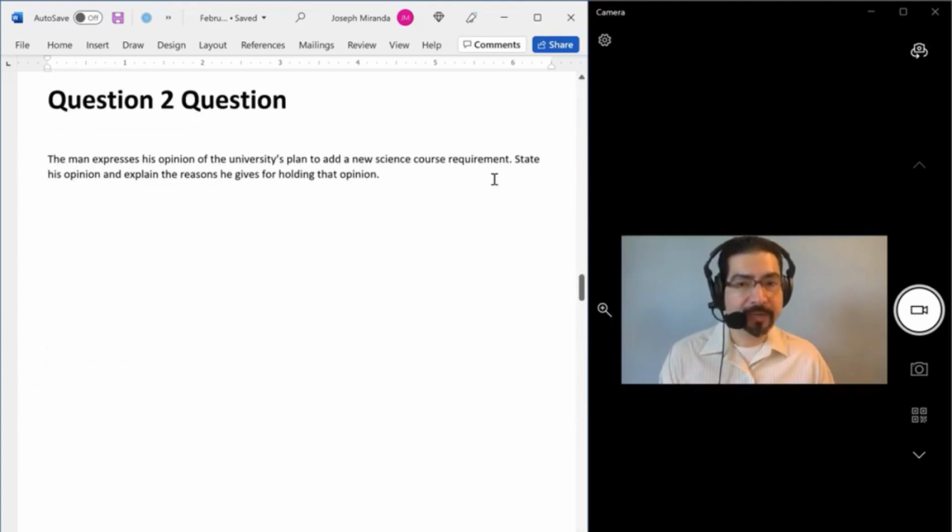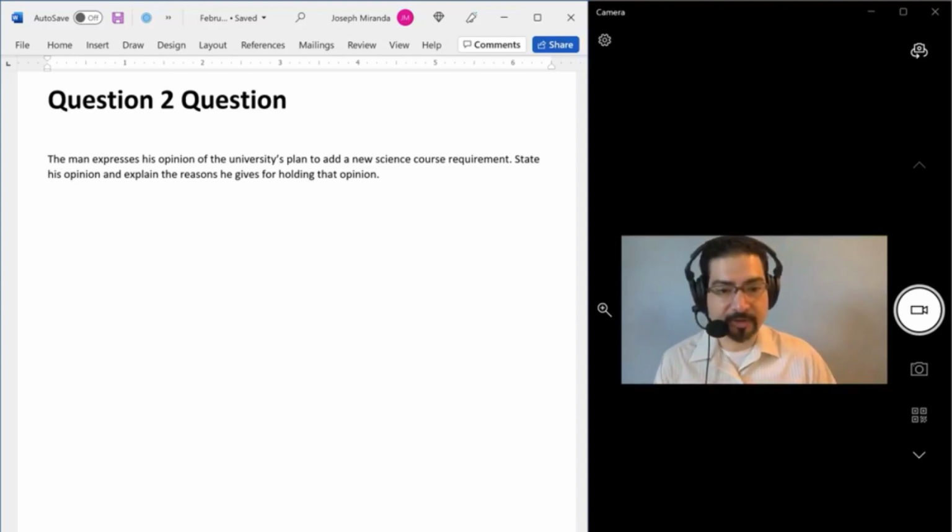The man expresses his opinion of the university's plan to add a new science course requirement. State his opinion and explain the reasons he gives for holding that opinion.